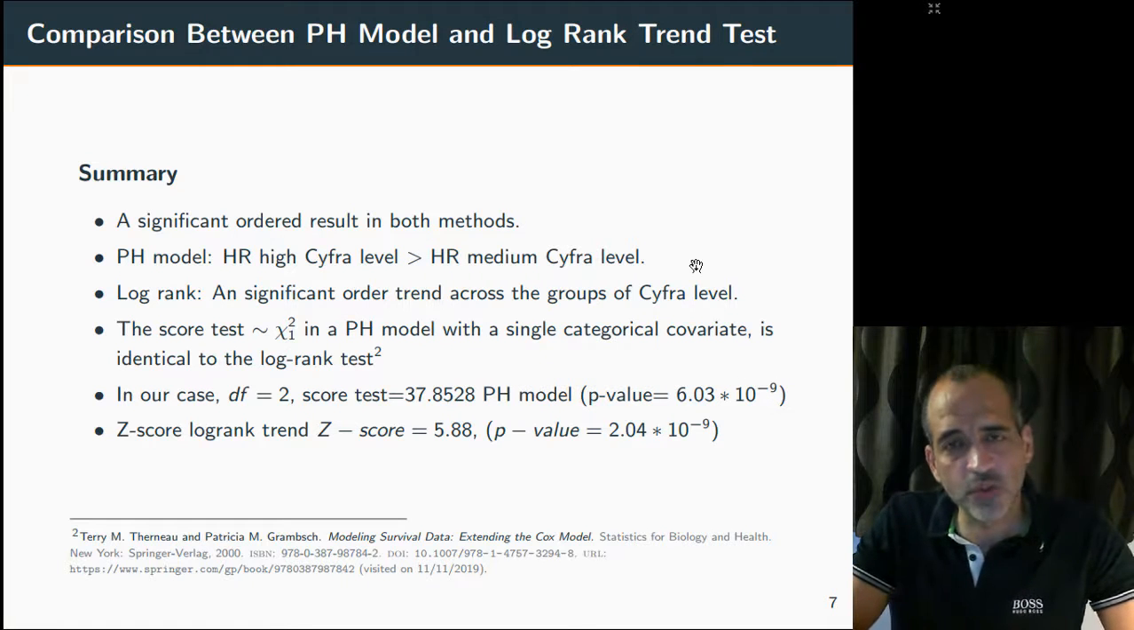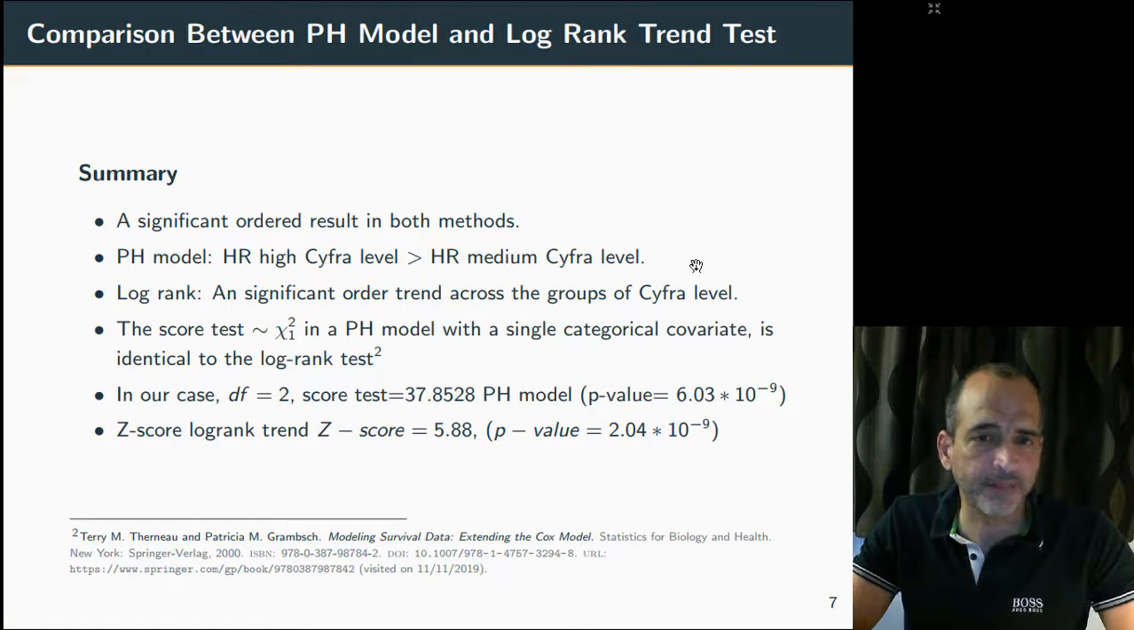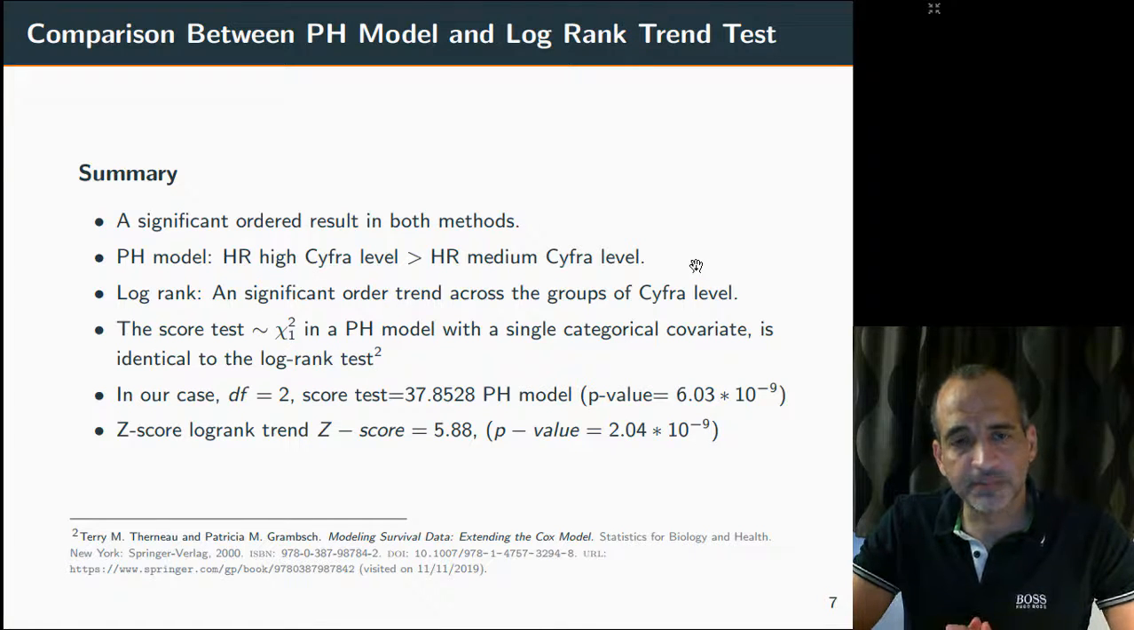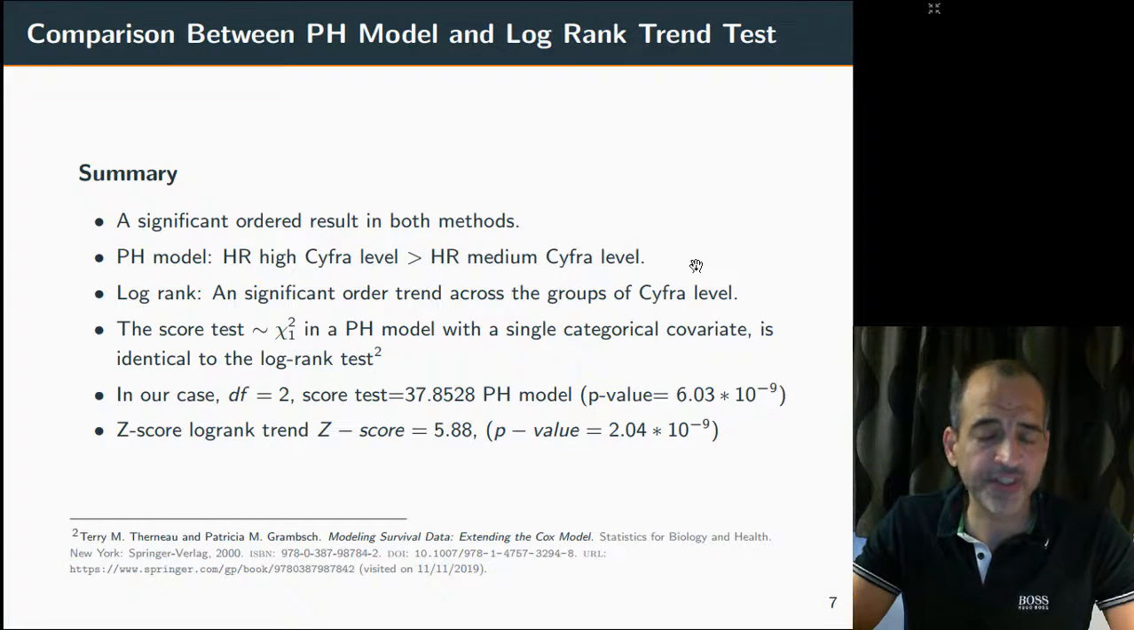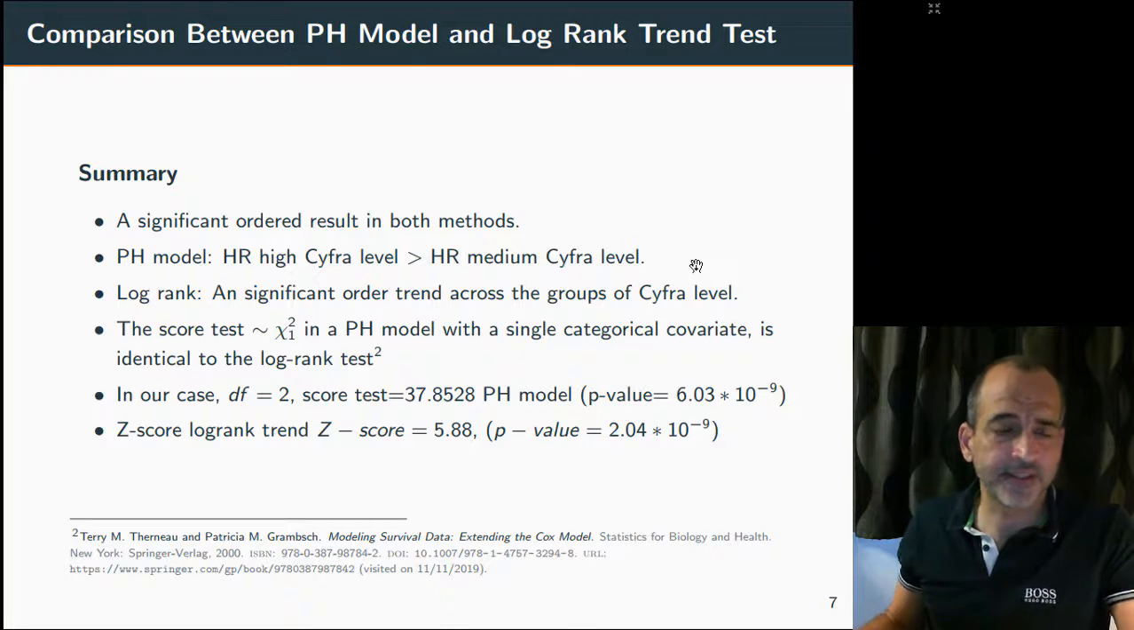As a summary, we can compare both approaches, the log-rank trend and the PH model, and we can see a significant ordered result in both methods. In the proportional hazard model, we can see a trend also for log-rank, of course: the higher the CIFRA level, the more the risk. Interesting for the proportional hazard model is that we can have a magnitude for this increase of the rate.